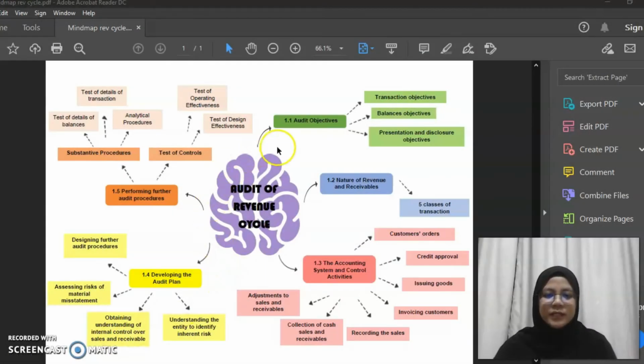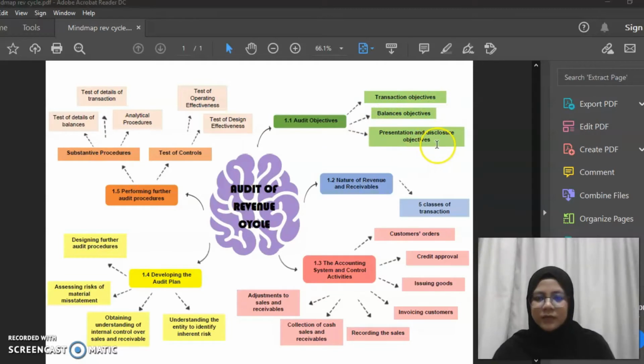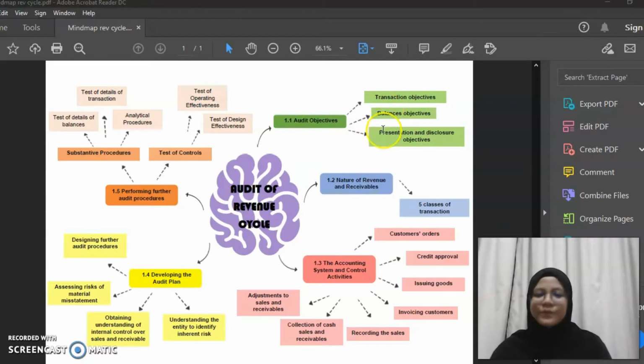So before we go into detail on this topic, first of all, we need to understand and see the surface of the topic. So, auditing of revenue cycle, topic 2. There are 5 subtopics that will be discussed, and the first one is audit objective that has 3 levels, which are transaction objective, balances objective, and presentation and disclosure objective. All of these levels have different audit objectives.